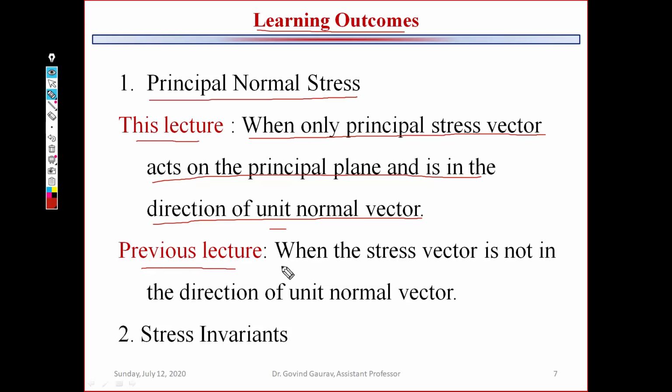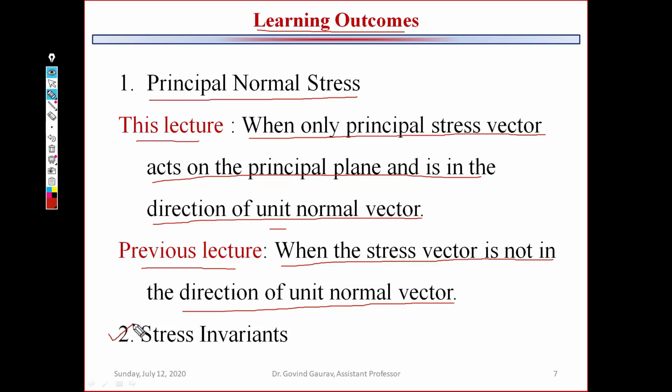There we formulated generalized expressions for when the stress vector is not in the direction of the unit normal vector. Thereafter, we calculated the values of the stress invariants. The stress invariants are I1, I2 and I3. These remain constant even if we change our coordinate system. These values will remain the same.